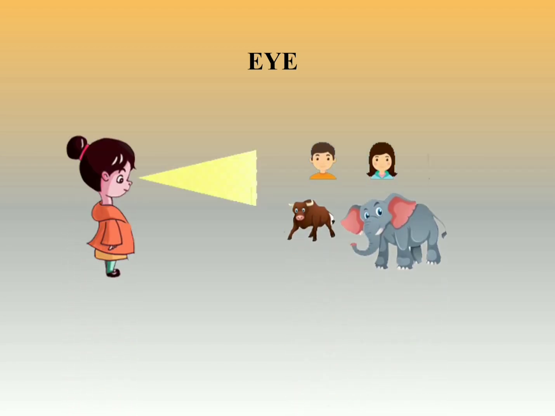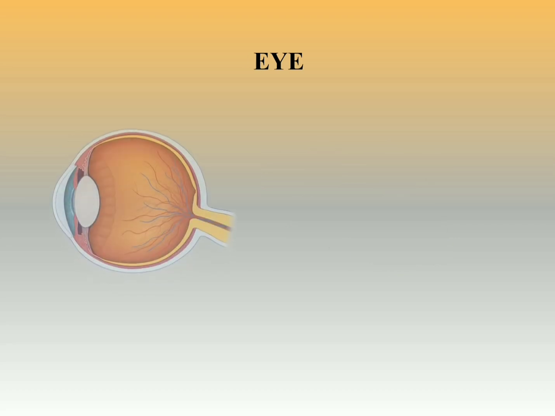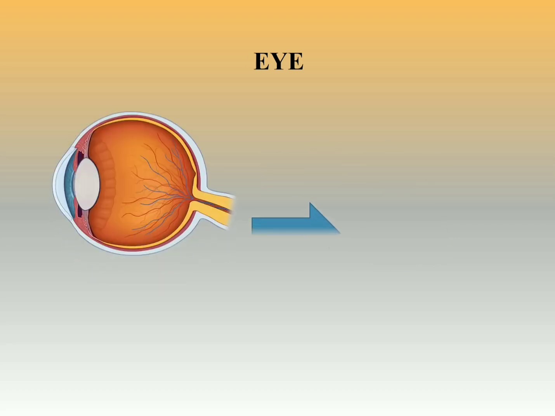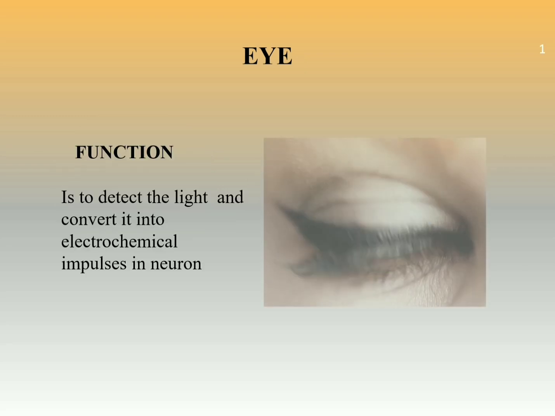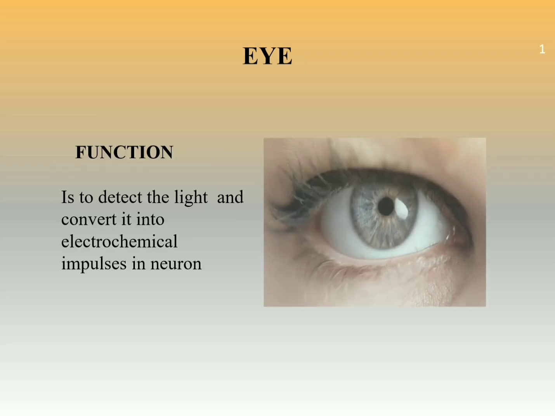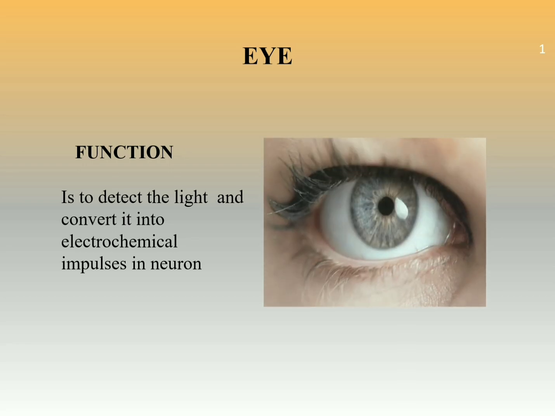Eye disorders. Eye is an organ of the visual system which provides vision to all kinds of animals. Eye has the ability to receive and process visual details by enabling several photoresponse functions that are independent of vision. The main function of the eye is to detect the light and convert it into electrochemical impulses in neurons.